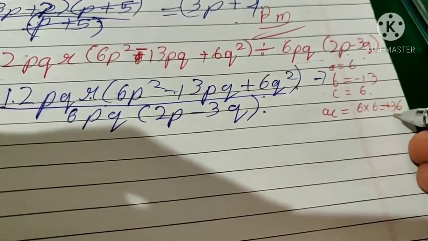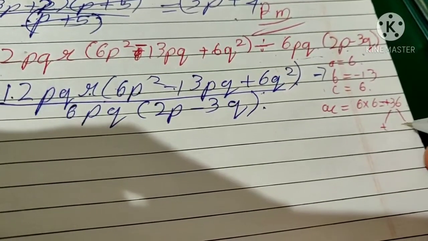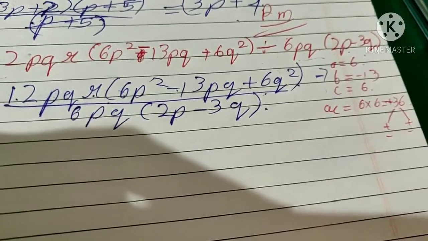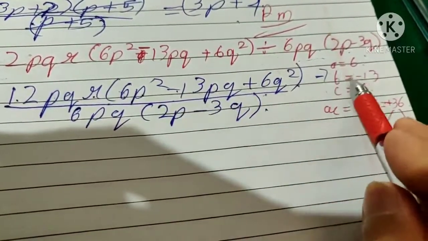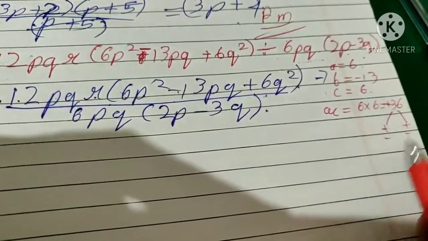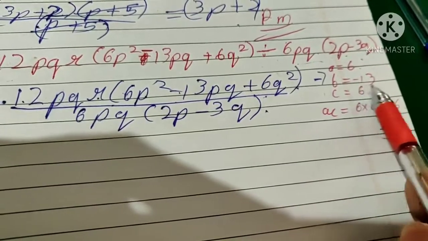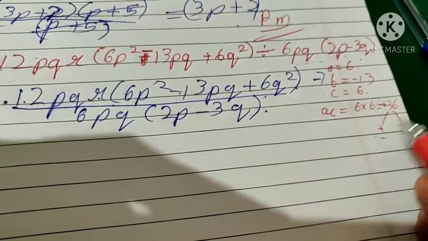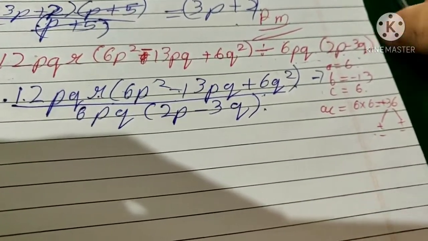Finding a factor of a plus number, we have to take either plus plus or minus minus. So here the answer is, we have to find it by minus 13. We have to find the factors in such a way that we get minus 13. For getting minus 13, we will take minus minus.